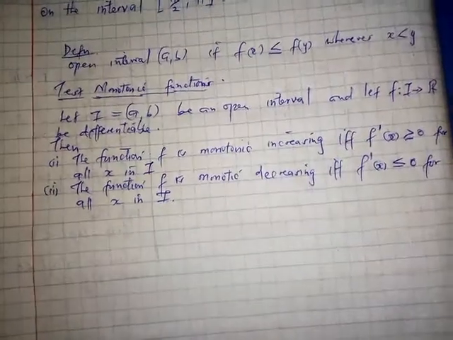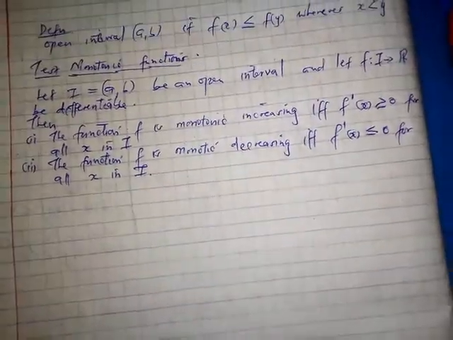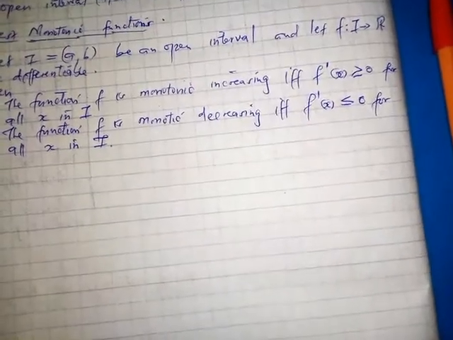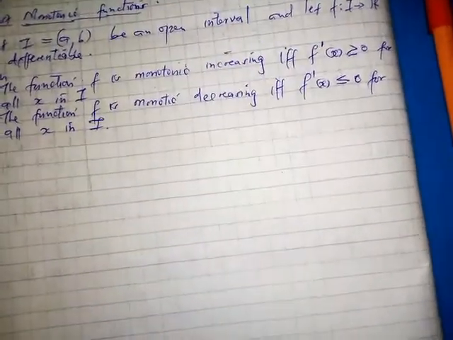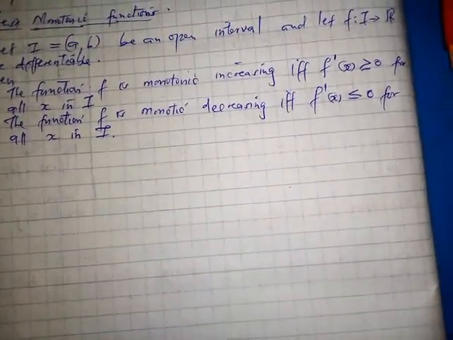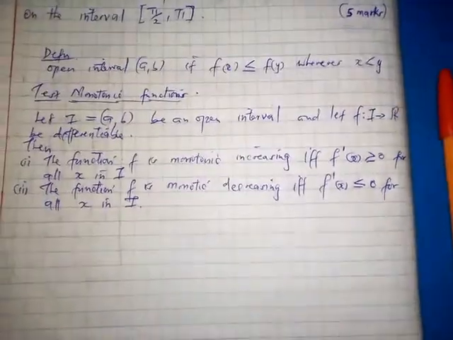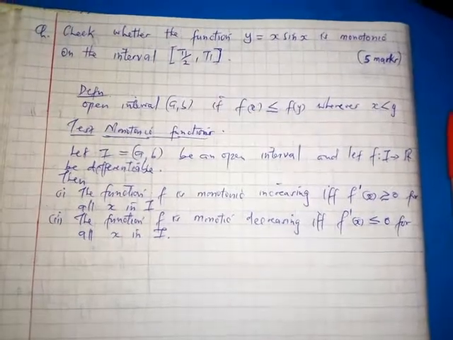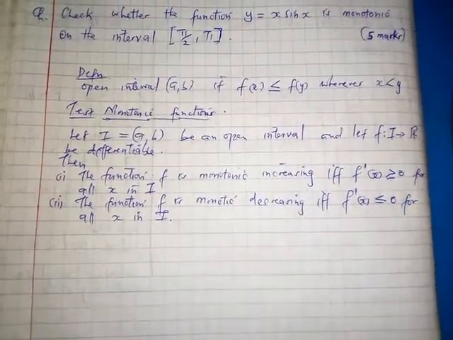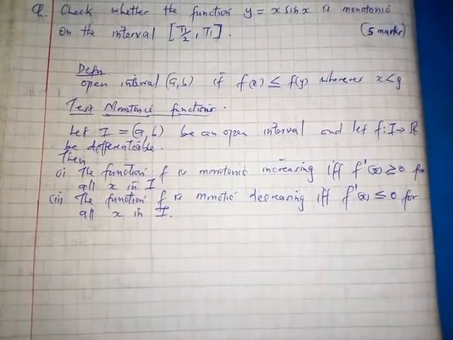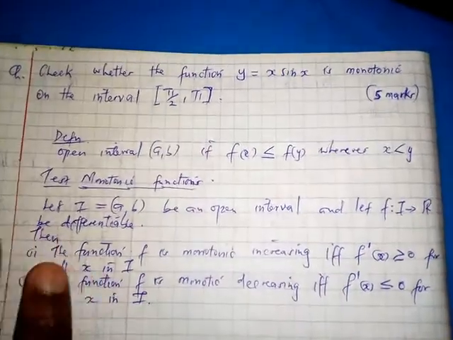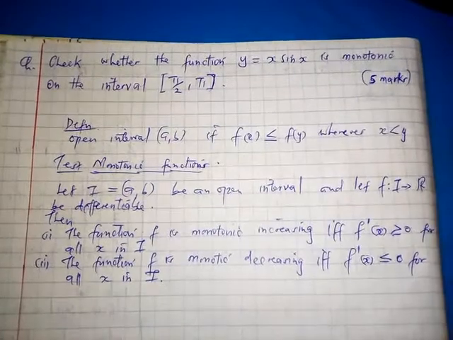And we have also to note that if a function changes its signs at different points of a given region or interval, the function is not monotonic in that region. So to prove non-monotonicity of a function, it's enough to prove that the first derivative of f(x) has different signs at different points. So up to that point, we have reminded ourselves what monotonicity and non-monotonicity mean, and the test for monotonic functions. So back to our question, check whether the function y equals x sin x is monotonic on the interval pi over 2 comma pi.